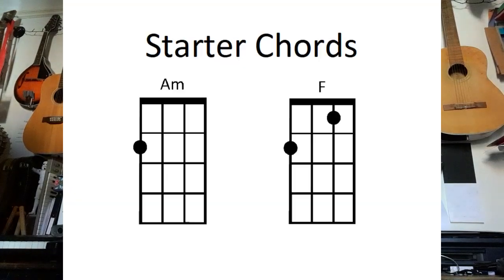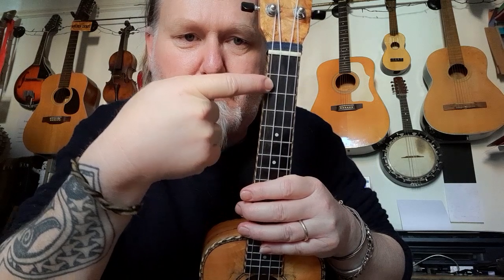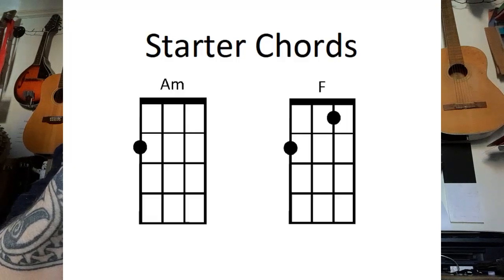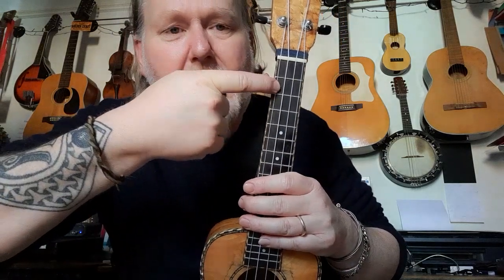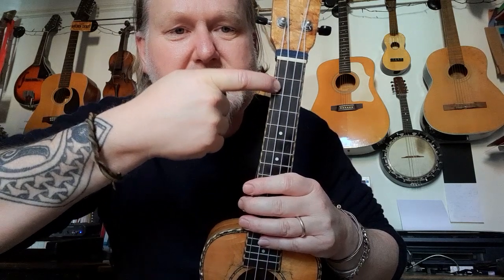If we look at the first diagram, the diagram of A minor, you will see that the dot is just here. Compare where I'm pointing with the diagram that's on the 3rd page. I think it's page 3, and it's called Starter Chords. You'll see the A minor has got a dot just here.